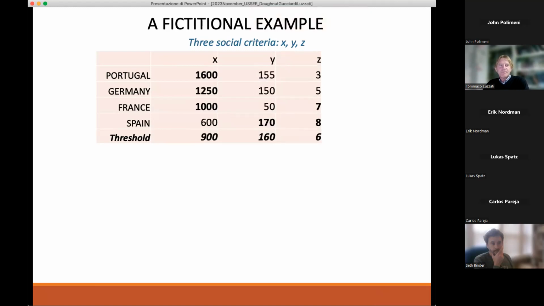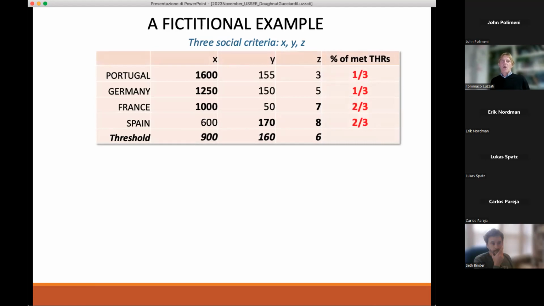And so, how can we aggregate that? And of course, according to the stronger criterion, none of them live in the donut. And again, we can consider the percentage of met thresholds, and we will have those figures. So Portugal and Germany are rather poor, and France and Spain perform better.